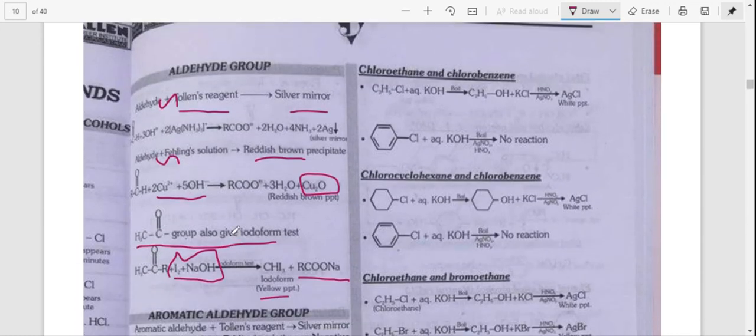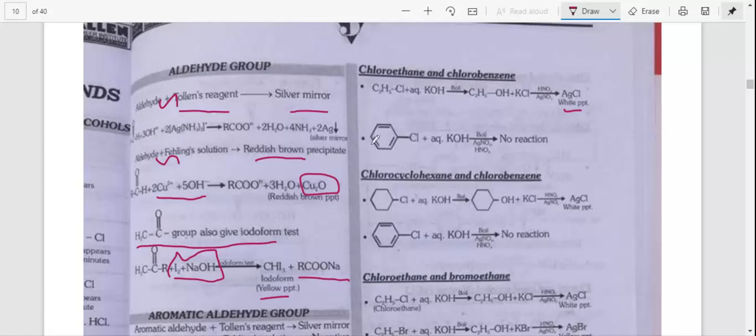Next is the distinction between chloroethane and chlorobenzene. C2H5Cl is chloroethane. When reacted with aqueous KOH, it will give C2H5OH plus KCl. When we then treat it with HNO3 and AgNO3, it will give AgCl, which is a white precipitate. So when chloroethane is reacted with aqueous KOH, it gives C2H5OH plus KCl, and when that is reacted with HNO3 and AgNO3, it gives AgCl, a white precipitate.